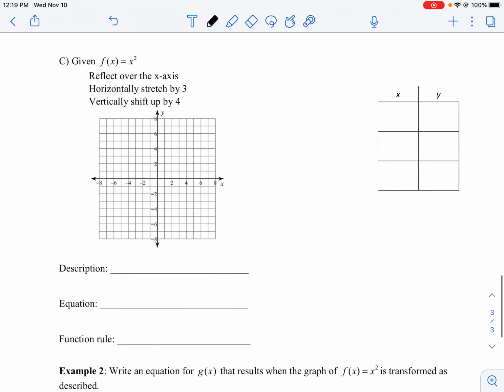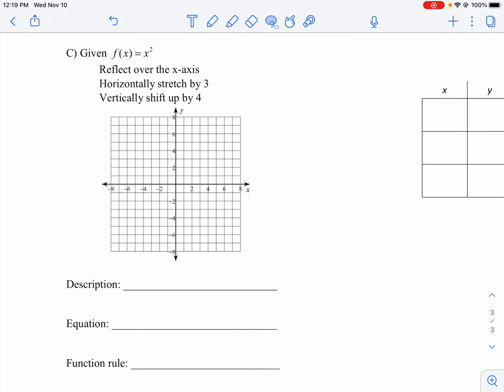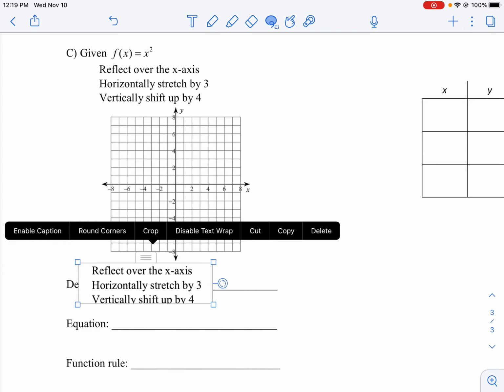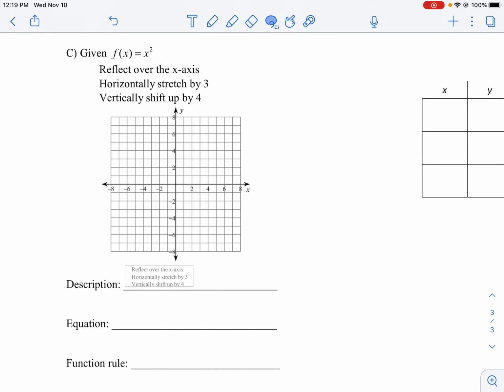Alrighty, example C, let's do it one more time. This time we have the description. Alright, so this description is literally just copy-paste, right? I'm literally just going to copy it and paste it. Just make it kind of smaller. Yahoo! Okay, make your life easy.